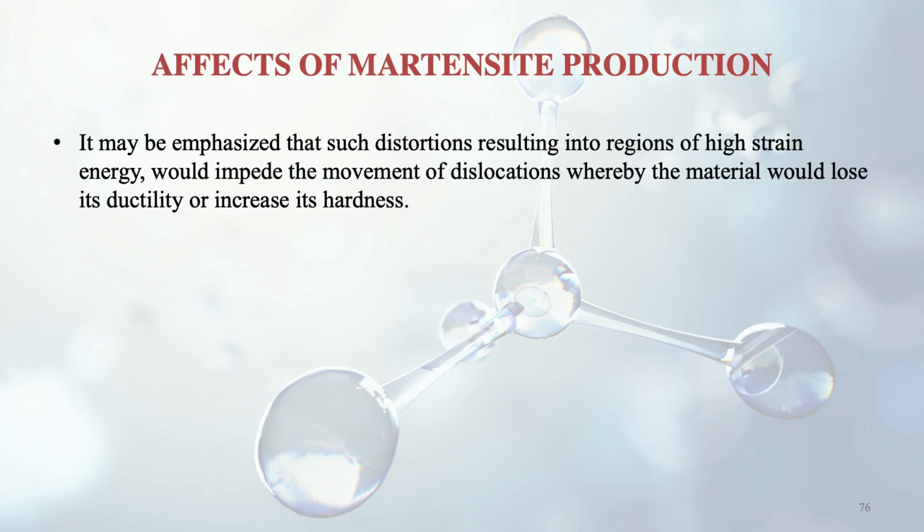So what are the effects of martensite production? Now we will see in the coming lecture. It may be emphasized that such distortions resulting into regions of high strain energy would impede the movement of dislocations. So there are certain dislocations inside the atomic structure, so their movement is impeded because of this high strain energy regions. So the material would lose its ductility and the hardness will increase.